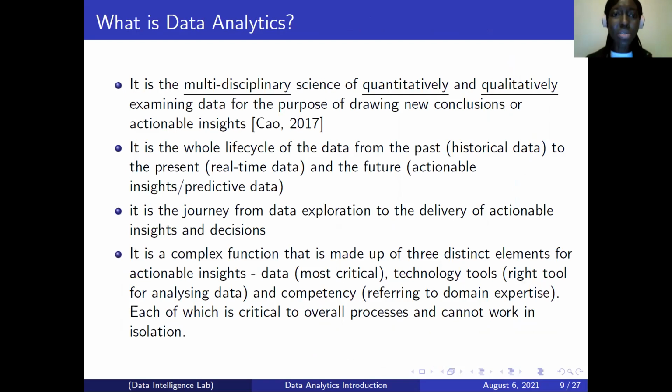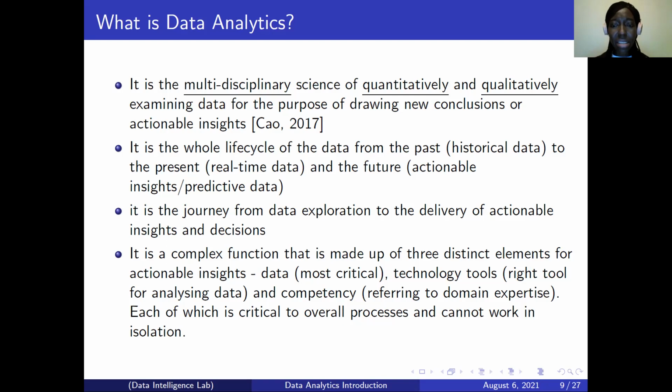As we move on, we are going to see the essence of analysis in the world of data analytics. Without much ado, data analytics is a multidisciplinary field for examining both quantitative and qualitative data. We're going to see the difference between qualitative and quantitative data as we move on. Then the whole life cycle of the data, from the historical data to the real-time data and actionable data, forms what we call data analytics today.